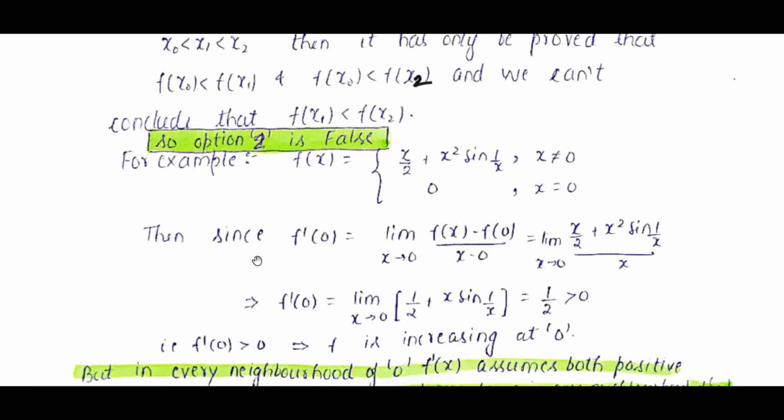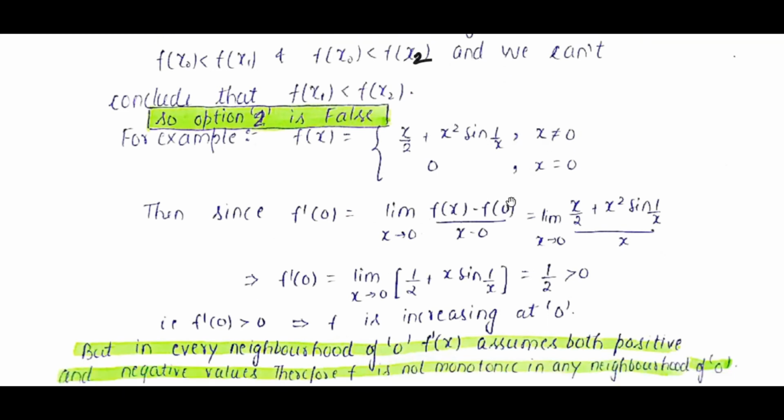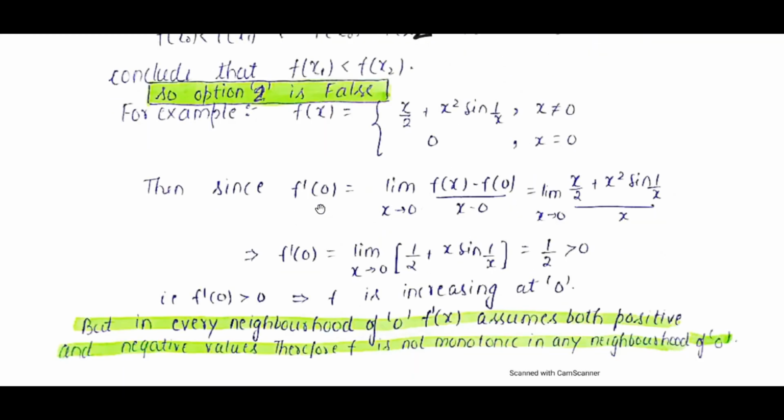For option 2, we can also consider a counter example, that is a piecewise function f(x) = x/2 + x square sin(1/x) for x not equal to 0 and 0 for x equal to 0. We can easily find f'(0). For f'(0), we have the limit as x tends to 0 of (f(x) - f(0)) / (x - 0), where f(x) is x/2 + x square sin(1/x) and f(0) equals 0, divided by x. So after simplifying this expression, we have f'(0) equal to the limit as x tends to 0 of 1/2 + x sin(1/x), that is 1/2.